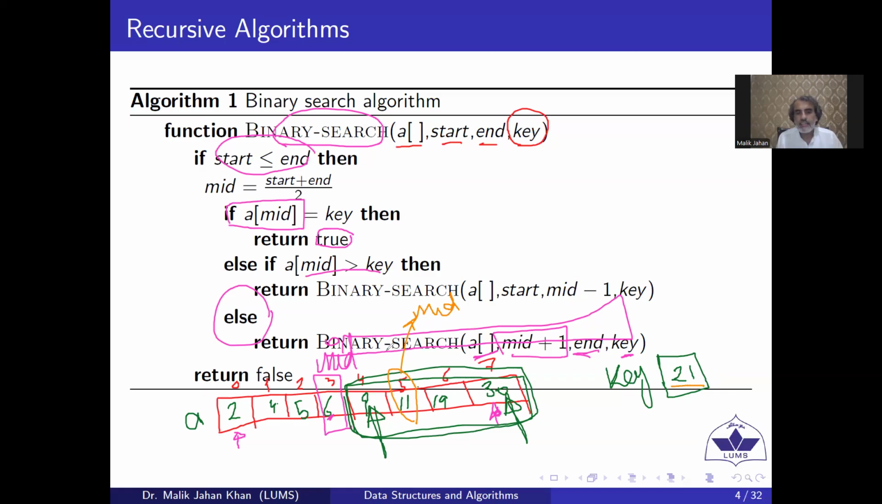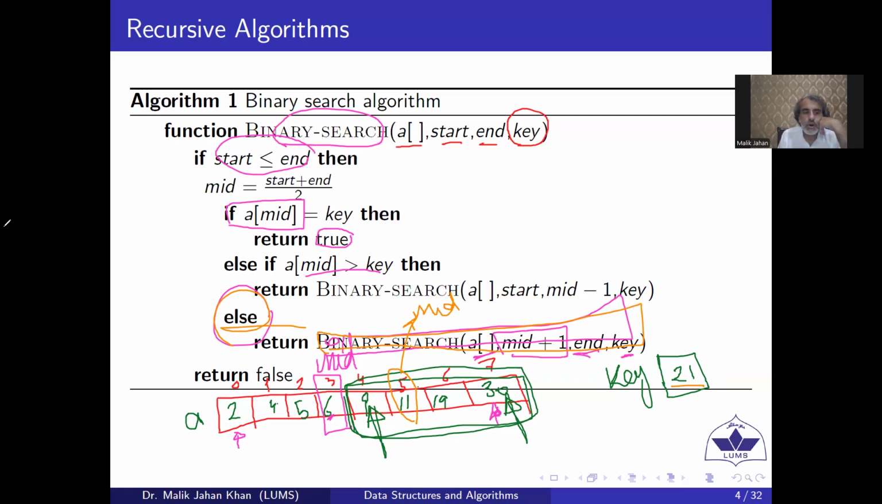A of mid is 11. It's not greater than key. Again, false. So we get again into the else part. And as a return thing, we are initiating another call. So we don't have anything available at hand to be returned. Instead, we are initiating another call.